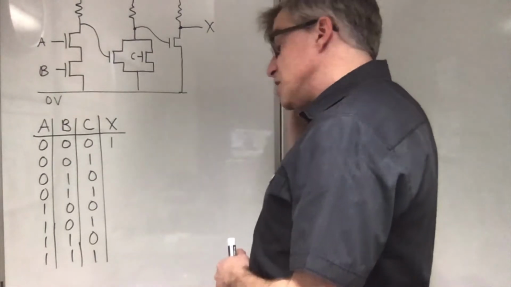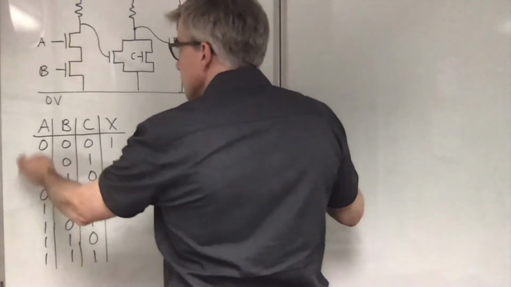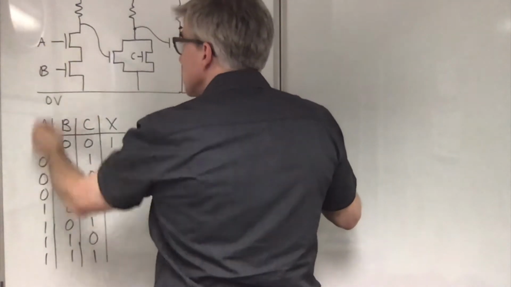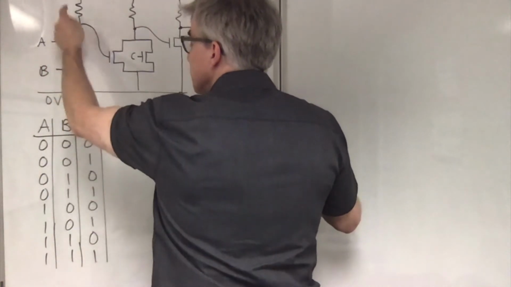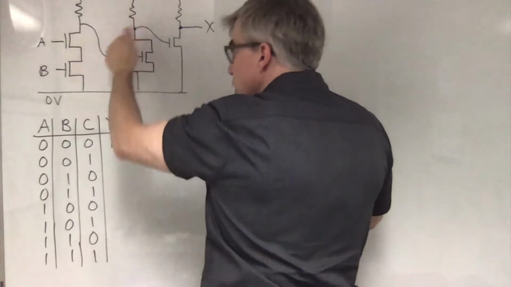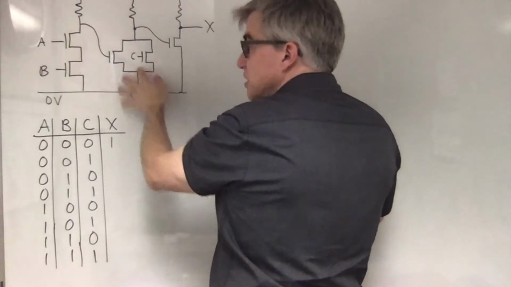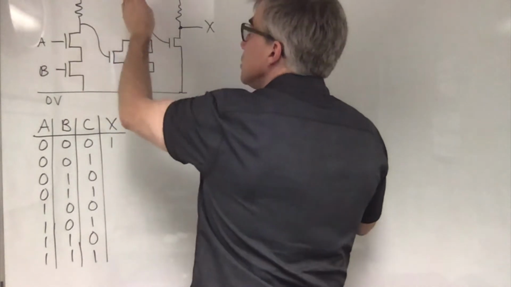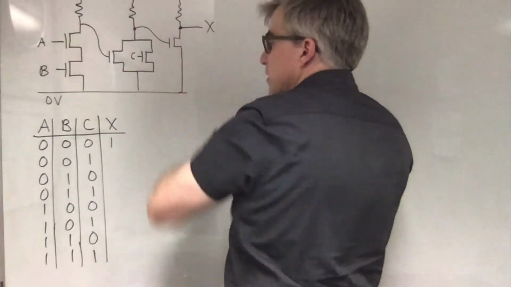Similarly, we could go through the same reasoning. If A and B are zeros, nothing's flowing there. If nothing's flowing, it's 5 volts. Comes over here, so we know we have something flowing. It doesn't even matter what C is. We have something flowing, so this is 0, and then that gets flipped to a 1.